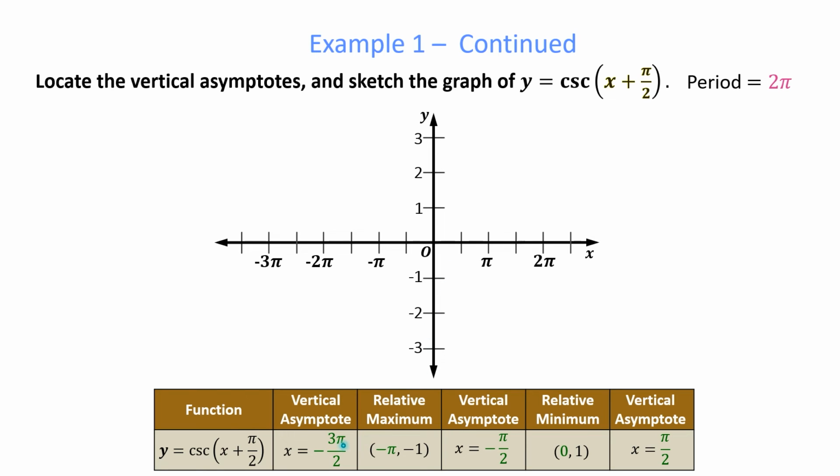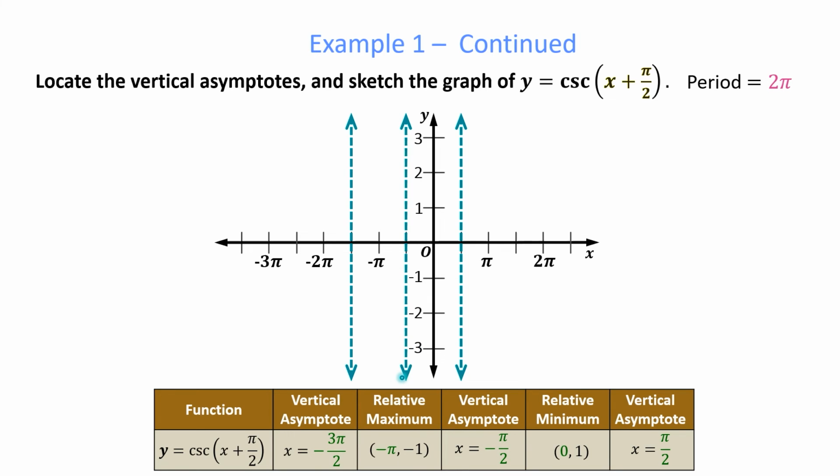So now we have a vertical asymptote at x equals minus 3 pi over 2, which goes over here, and x equals pi over 2, which goes over there. We'll draw in the middle one, which is x equals minus pi over 2, so it agrees with what we're doing. And then we have the relative maximum and relative minimum, which we'll plot in like so.